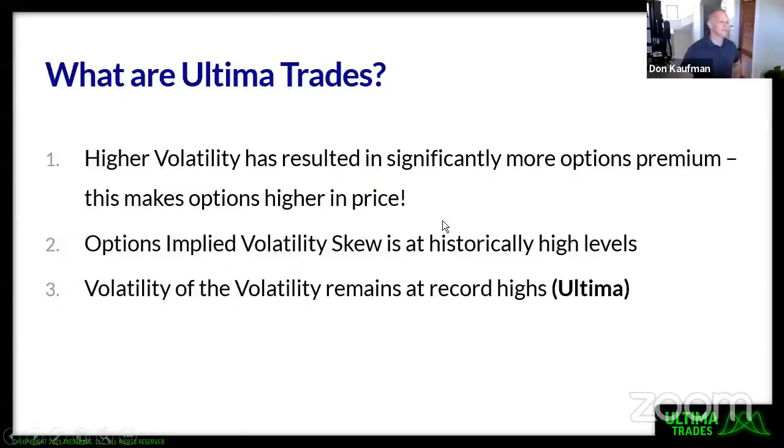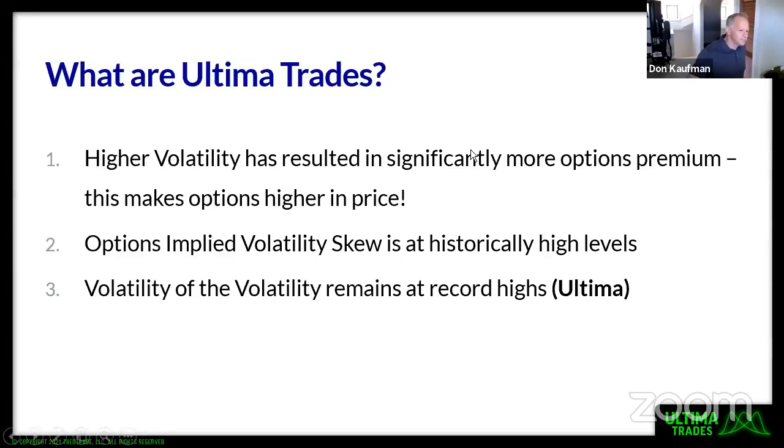Let's get down to business. What are Ultima trades? First and foremost, higher volatility has resulted in significantly more options premium. Okay, now options premium. I mentioned the options word, and I'm going to do that a couple of times throughout the course of the day, and I'm going to make mention of it again here in just a moment. But higher volatility. Would everybody here agree that over the last year, you got to get everybody at least agree on one point. Would you agree that there has been higher volatility over the last year, pretty much since the onset of COVID?